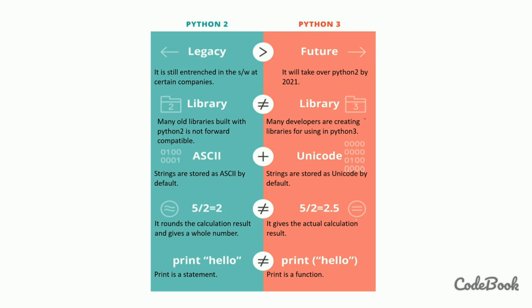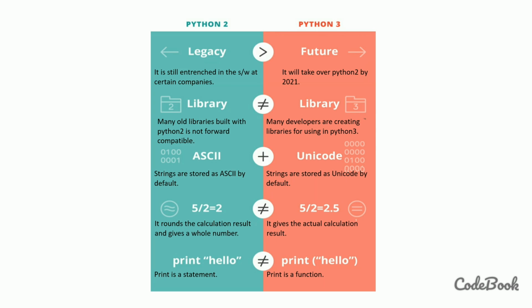As I told you, the code and programs written in Python 2 are not supportable in Python 3. So the old libraries, which were built with the help of Python 2, are also not forward compatible and are no longer being used in Python 3. So many developers are creating libraries for use in Python 3.